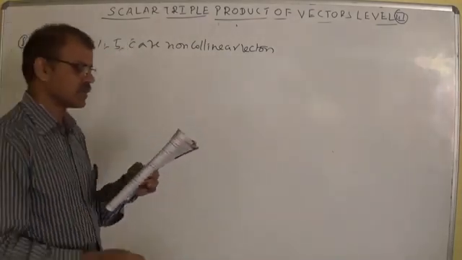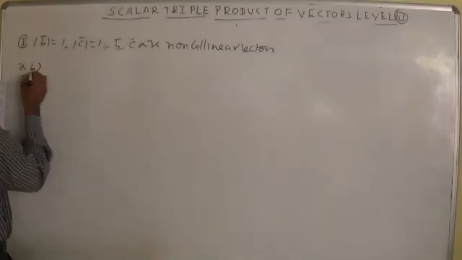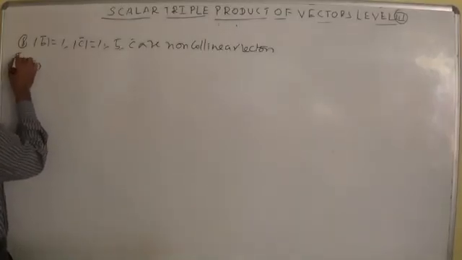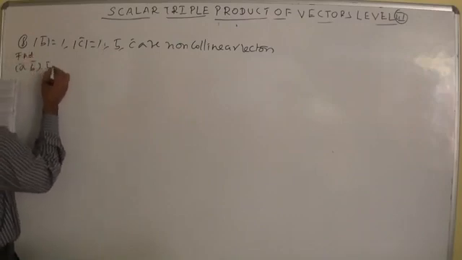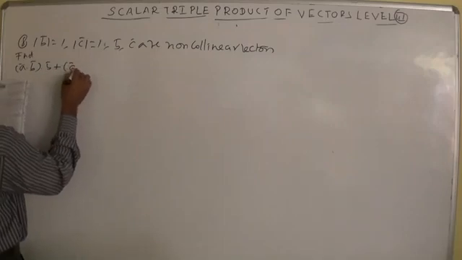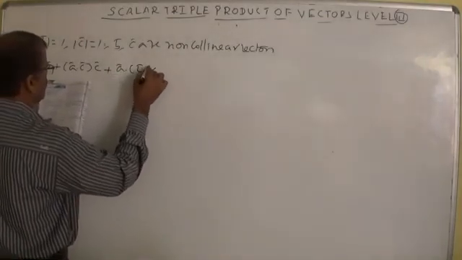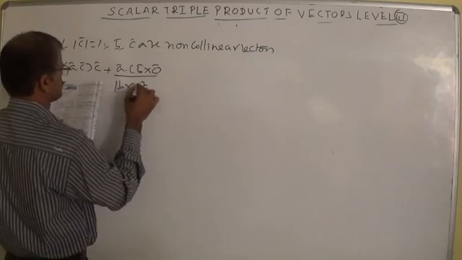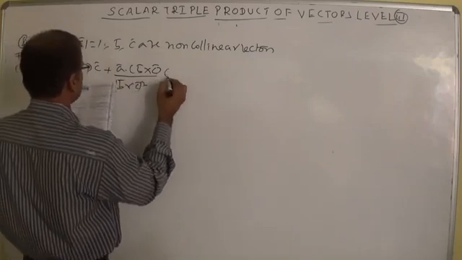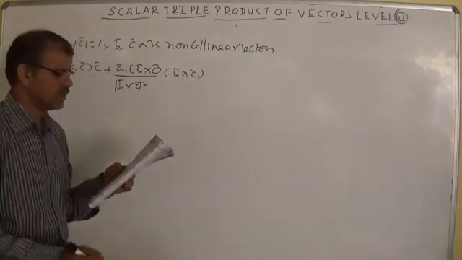If A bar is any vector, then find this one. Find A bar dot B bar into B bar plus A bar dot C bar into C bar plus A bar dot B bar cross C bar into B bar cross C bar, whole over modulus of B bar cross C bar squared. What is the value here?